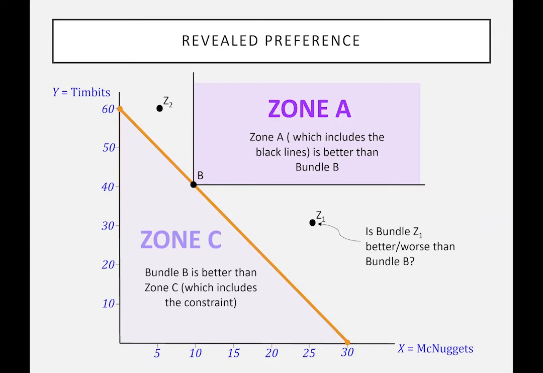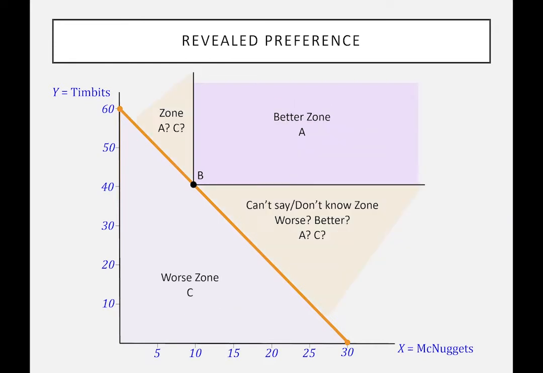We don't know whether he would prefer, given the choice between a bundle B and Z1 or bundle B and Z2, we don't know. Because in the case of Z2, he's going to get more Timbits, but he would get fewer McNuggets. And so it depends on the individual, whether they'd be willing to make that trade-off or not. So we're going to take a look at this idea a little bit further. This brownish zone is what we call the don't know zone or can't say zone until the person has revealed their preference for a choice between the two.